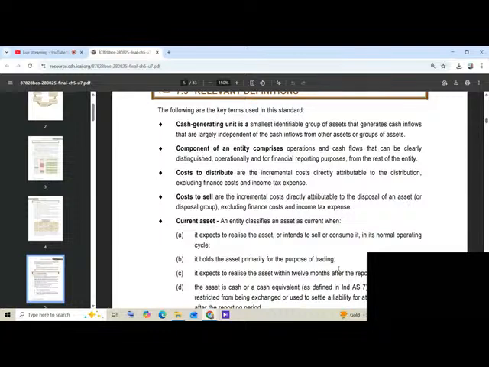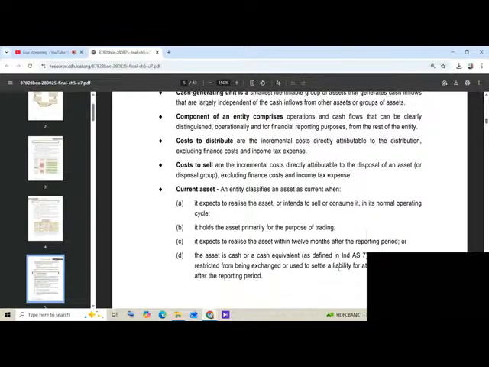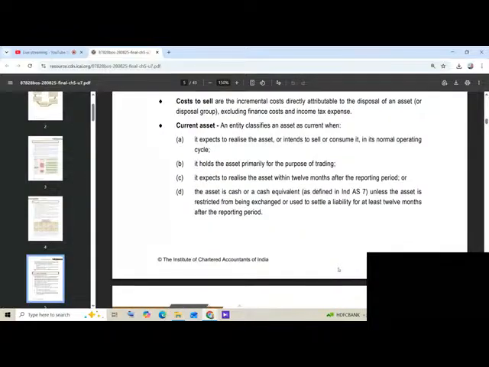Costs to distribute are the incremental costs directly attributable to the distribution, excluding finance cost and income tax expense. Costs to sell are the incremental costs directly attributable to the disposal of an asset or disposal group, excluding finance costs and income tax expense.